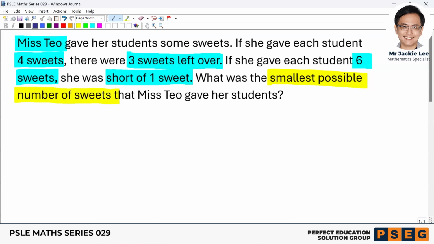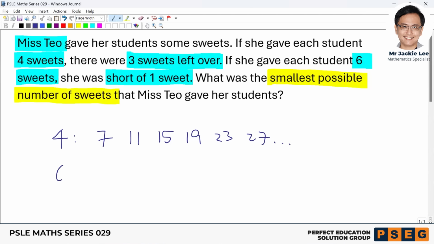So if each student is given 4 sweets, you assume that we have only 1 student, and then we have 3 sweets left behind. Isn't it that it should be 4 plus 3, which is 7. Then for 2 students, 4 times 2 plus 3 will be 11. Then 4 times 3 plus 3 will be 15. So you notice that keep on adding 4, you get the next numbers, right? And so on and so forth, like this.